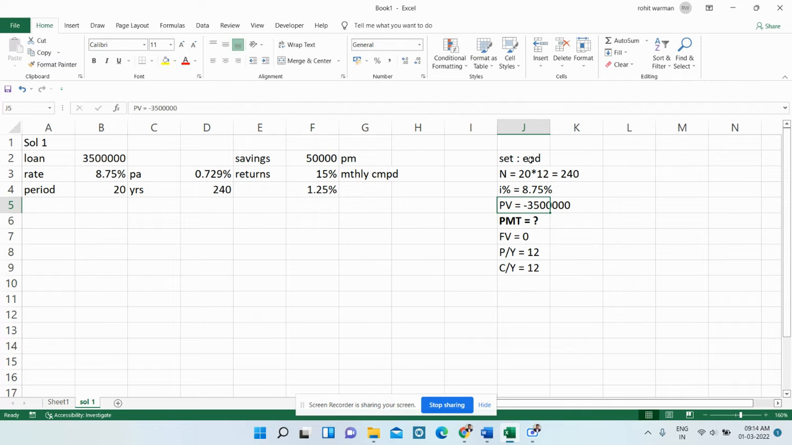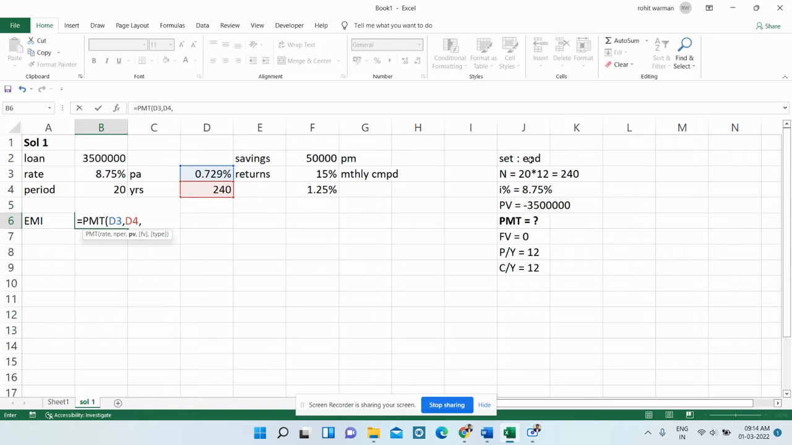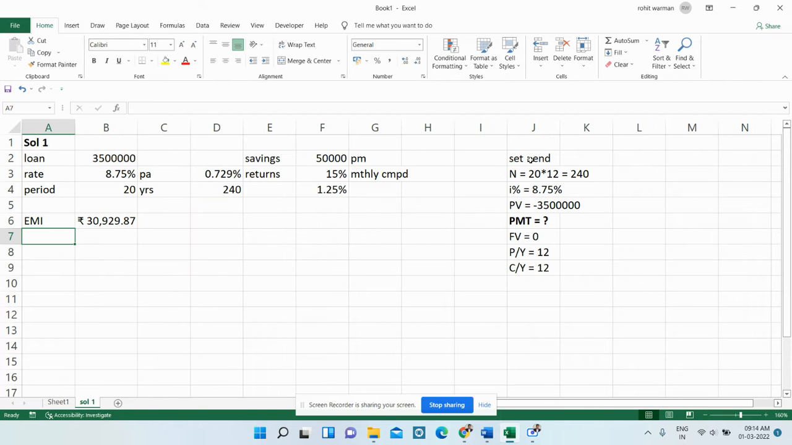So on the calculator, the first thing is to find the EMI. Same way on Excel, the first thing is the EMI, which is nothing but the PMT function. So we'll go with PMT, your monthly rate, 240, PV is minus this, and 0, 0. Check whether you are getting this or not. On the calculator, you will get the same, that is 30,929.